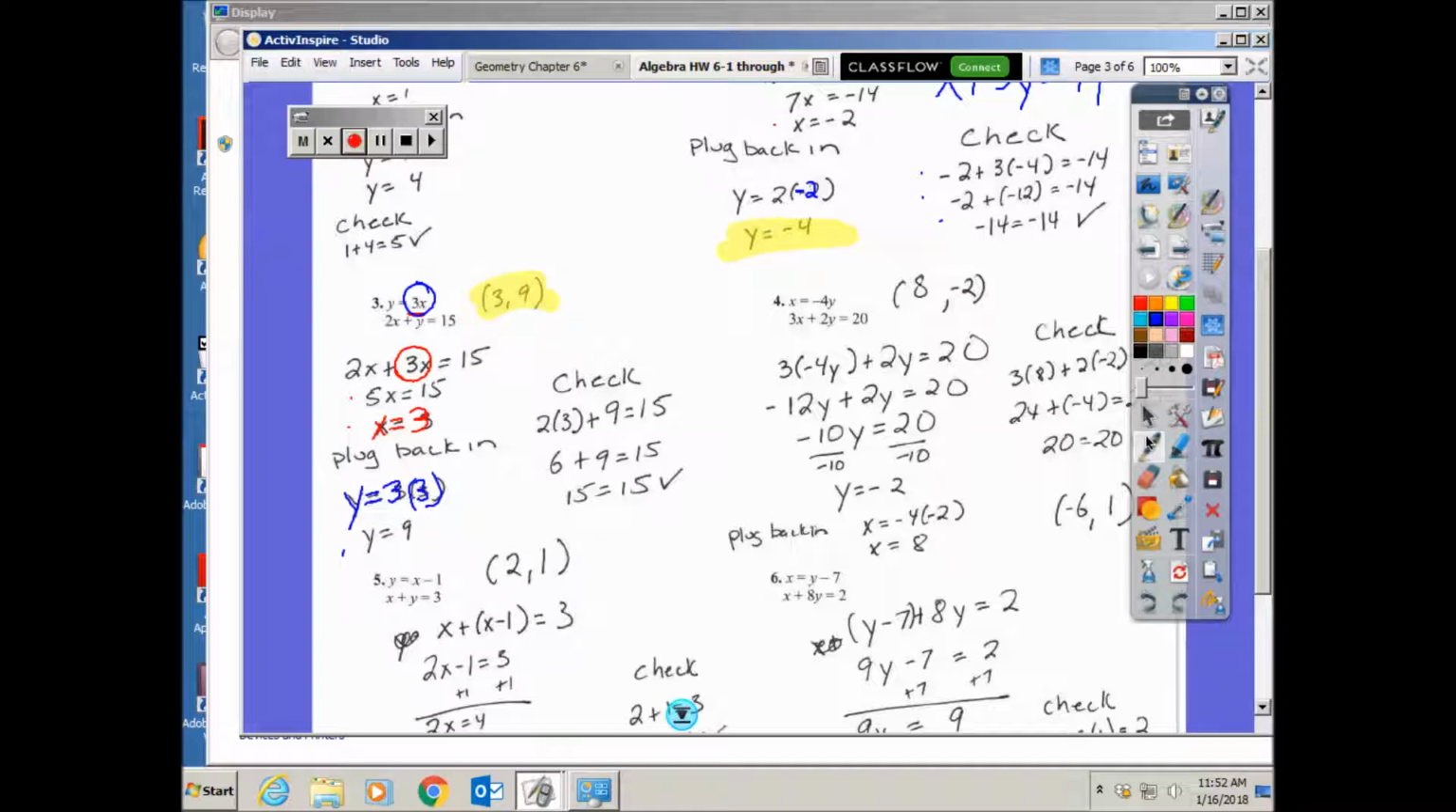Okay? So for my check, I use the second equation, 2x plus y equals 15. For x, I plug in 3. So 2 times x, 2 times 3. For y, I'm plugging in 9. 2 times 3 is 6, plus 9. 6 plus 9 is 15. 15 equals 15. So check.